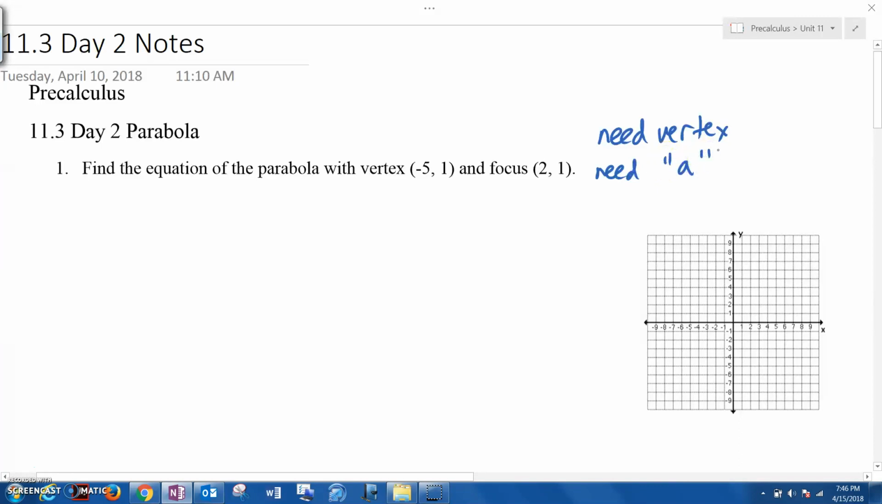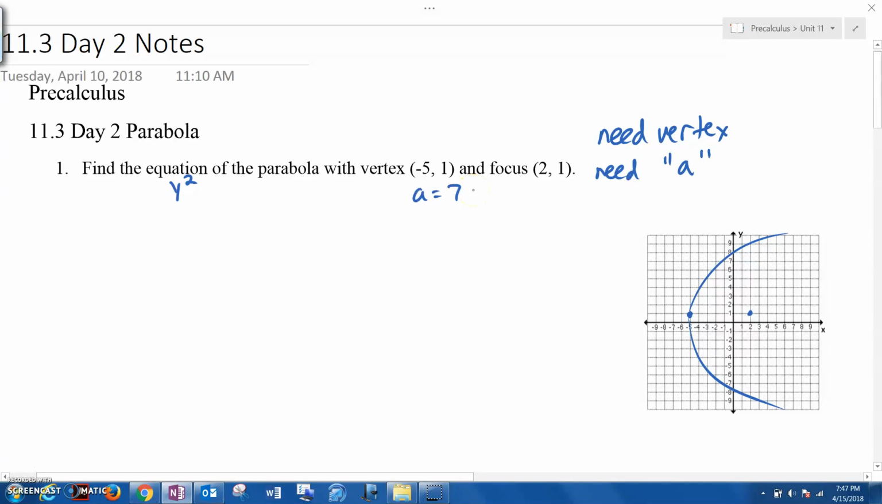Okay? So I'm not actually asking you to graph. But if I plot negative 5, 1 for the vertex, and 2, 1 for the focus. Remember, the parabola will open towards the focus. I know that's not exactly what it'll look like, but it's going to look like that. So right now I know it's opening right, which means it's going to be a y squared problem. And I know that the a value I can find by counting. So 1, 2, 3, 4, 5, 6, 7. Let's say a equals 7.